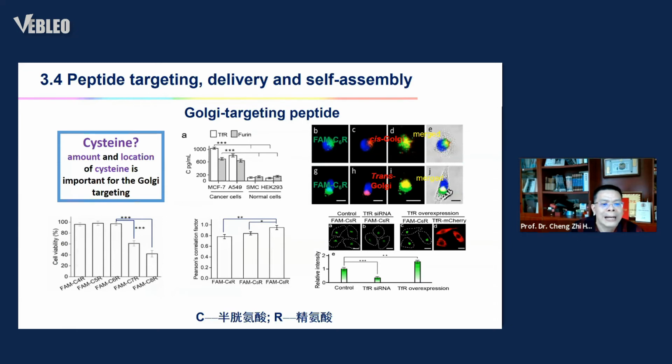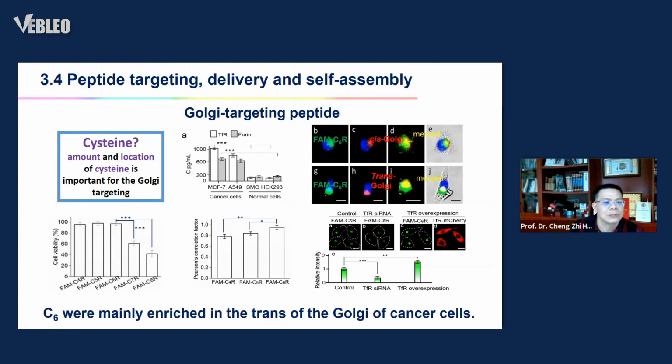image showed that the cancer cells can highly express transferrin receptor and furin, and this sensing oligomer peptide was distributed on both cis and trans sides of the Golgi, particularly the side with much more transferrin receptor, which was identified by inhibiting the expression of the transferrin receptor. Owing to the high expression of the transferrin on the surface of the cancer cells, the six-cysteine oligomer, therefore, was relatively enriched in the Golgi apparatus of cancer cells.